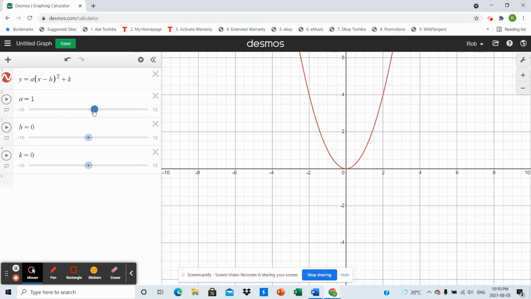I strongly recommend that you put this into Desmos and play around a little bit. When you're going through lesson 3.5, if you ever want to verify your transformations, just put in the generic form, add the sliders, and then move your sliders to the numbers that correspond with a, h, and k in your equation to verify.